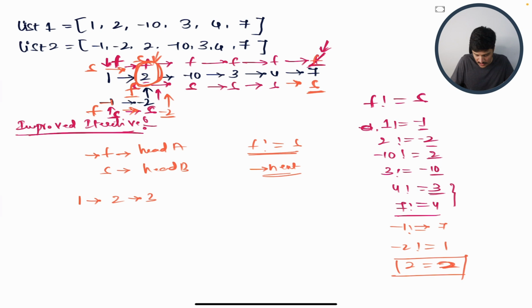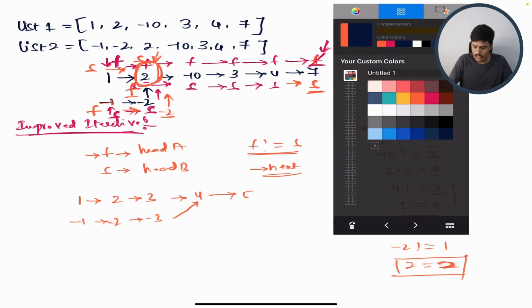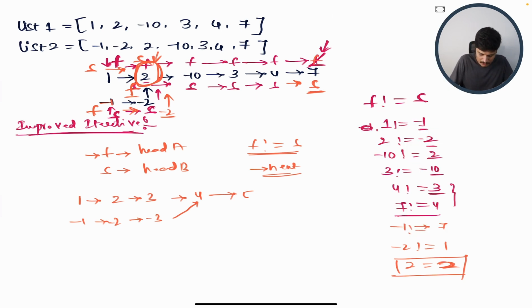1, 2, 3 and 4. Let me take another example. -1, -2, -3 and 4. And after that, let's assume that we have 5. Now here, according to our algorithm, first what we will do? The first pointer will point to the 1, the second pointer will point to -1. Both of them are not equal. Then what will we do?